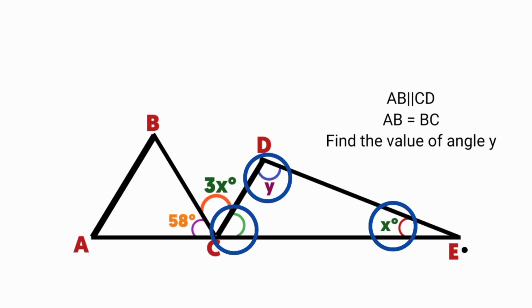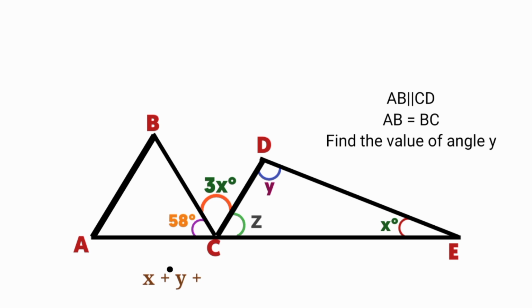So we can go ahead and name this angle here. Let's name it angle Z. So from the equation, x plus y plus z is equal to 180 degrees. So let's keep the equation aside. But if you look from this equation here, we are to find the value of y. But what is the value of x? We don't know. What's the value of z?